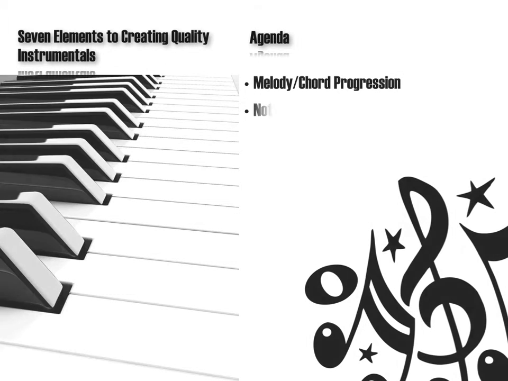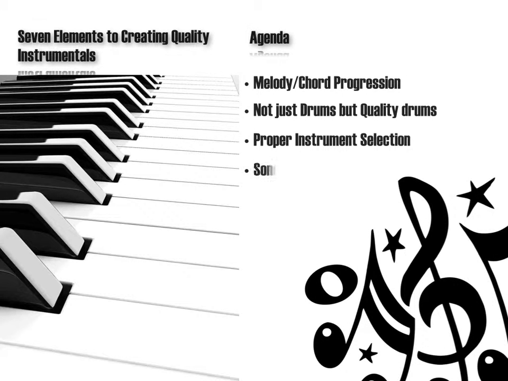A little bit of the agenda for the day: melody and chord progression, not just drums but quality drums, proper instrument selection, song structure, EQ and compression, and mastering. These are 7 elements that you must have in any mix or any of your production if you are looking to get the most out of your production.